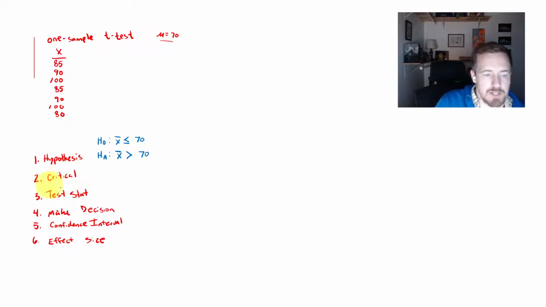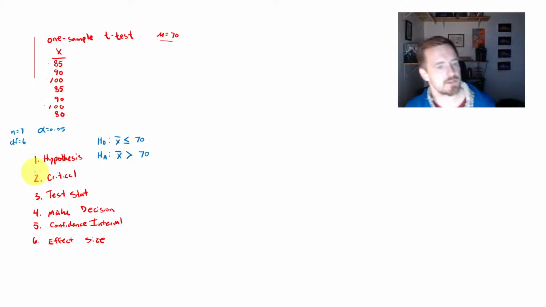The next one, what is the critical value for this? Remember that what we need to know is the alpha value. I did not provide that, so let's just assume that alpha is 0.05. We need to know the sample size so we can calculate the degrees of freedom. I got 1, 2, 3, 4, 5, 6, 7. So my n is equal to 7, which means my degrees of freedom is equal to 6. I think that is what we need for the critical value.